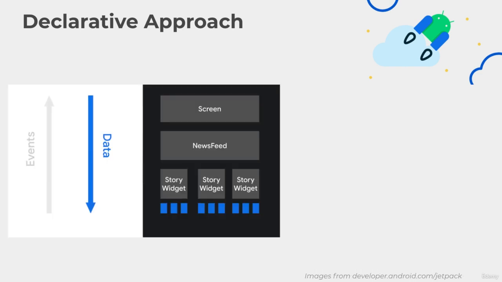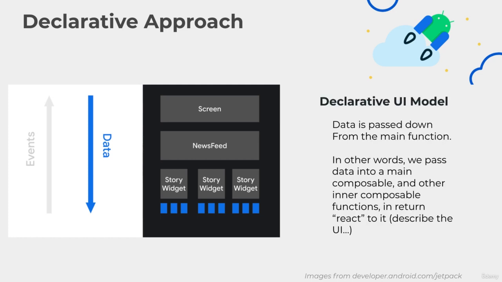Another main concept in the declarative approach is that data is passed down. What that means? Well, in other words, we pass data into our main composable, and then the other inner composable functions, in return, will react to it, which means they will update and describe the user interface as they see fit. So now we have smaller composable functions that are receiving data and being reactive as they get that data.